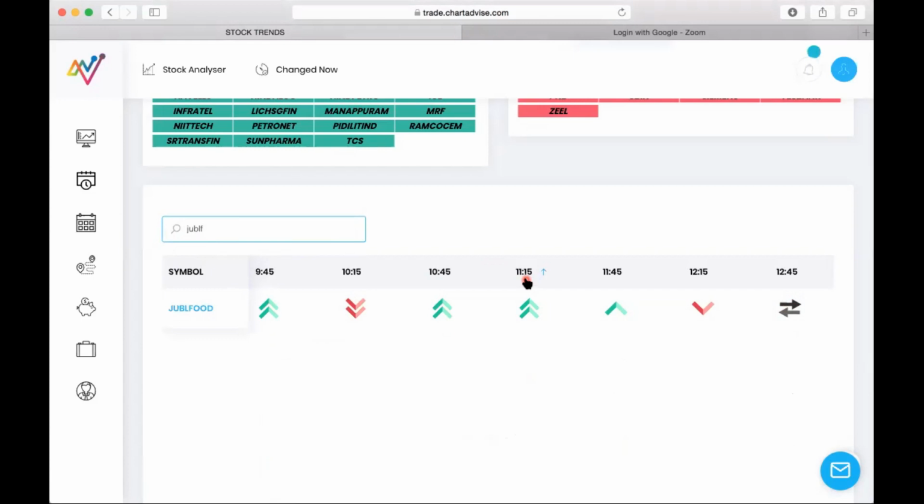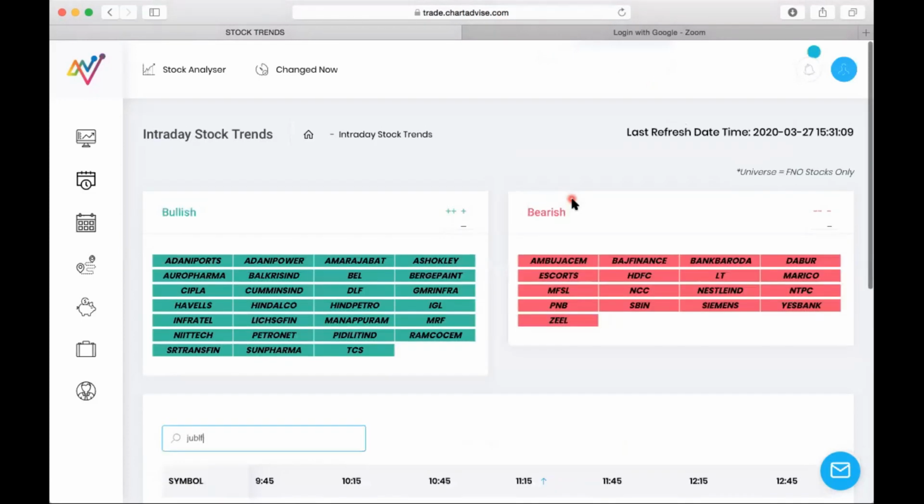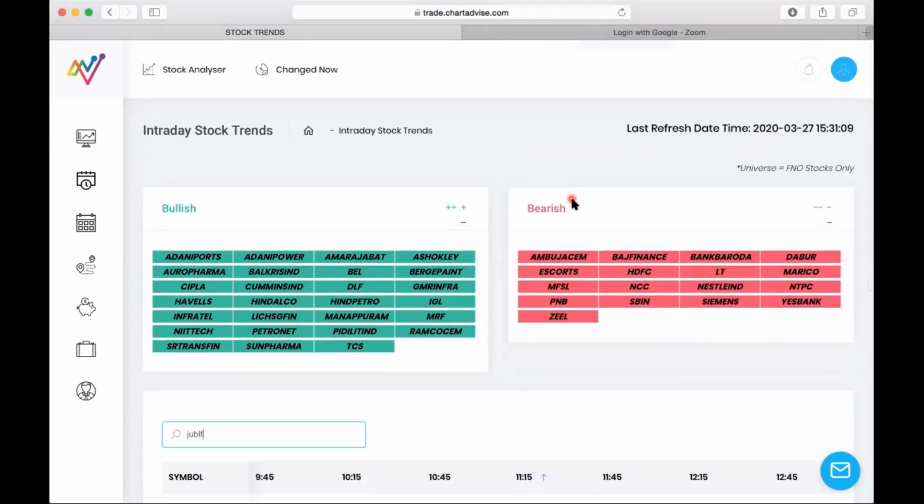So this was the intraday stock trends page. We have also shared a detailed document on our website where you can read about this in more detail.